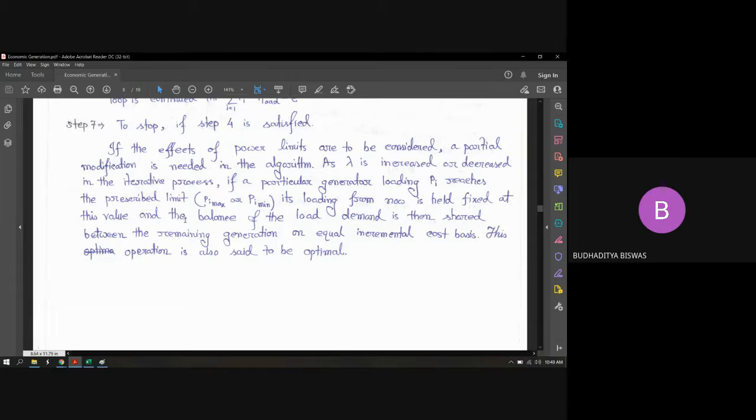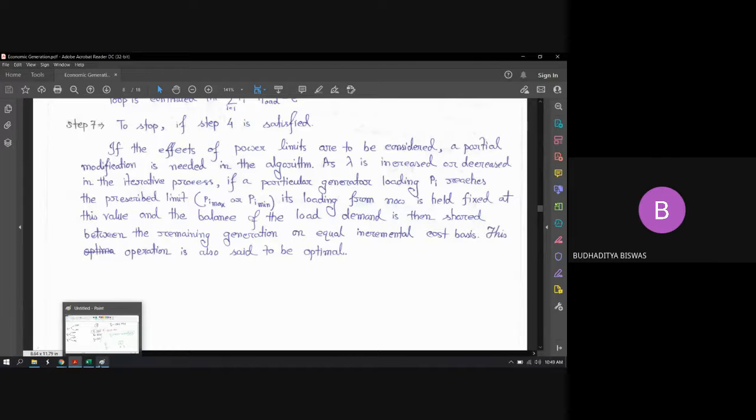And the balance of the load demand. Balance of the load demand means if something is contributed by P1, then it is the total load demand minus this generation. This is called the balance of the load demand, or the modified load demand, and it is then shared between the remaining generators on equal incremental cost basis. Equal incremental cost basis means just the application of this economic generation criterion. This operation is also said to be optimal.